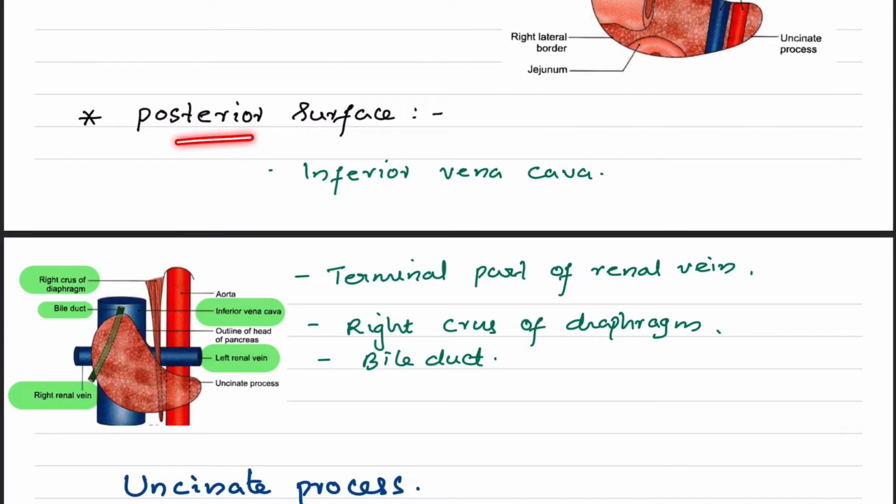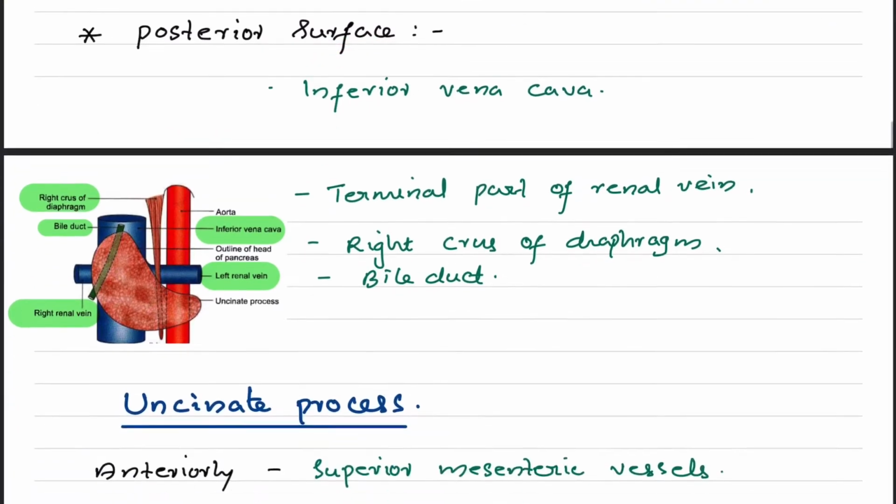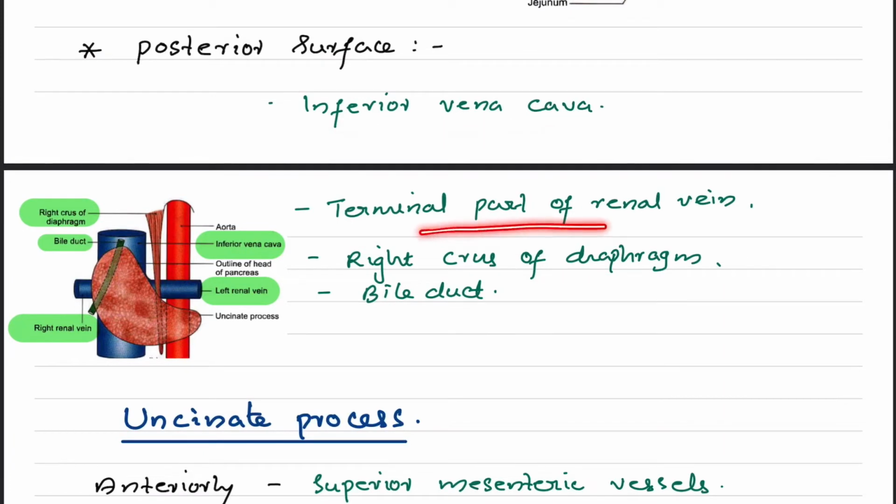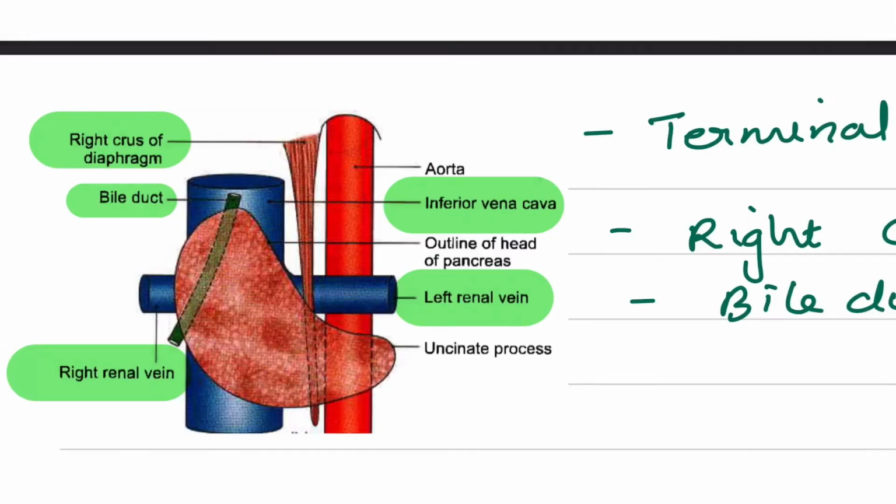Next, the posterior surface. In the posterior surface, we have the inferior vena cava, terminal part of renal vein, right crus of diaphragm and bile duct. So this is our head of pancreas. This is the uncinate process. Anteriorly we have discussed. So what is present posteriorly, which means behind this? This is the inferior vena cava. The inferior vena cava is receiving two tributaries. This is the right renal vein and this is the left renal vein.